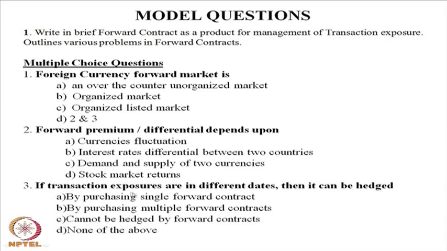Number third, if the transaction exposures are in different dates, then it can be hedged by purchasing a single forward contract, by purchasing multiple forward contracts, cannot be hedged by forward contract, none of the above. If transaction exposures are in different dates, you have to go by purchasing multiple forward contracts, because forward contracts have a maturity, and for each maturity of transaction exposure you have to purchase a forward contract. Here by purchasing multiple forward contracts only you can hedge transaction exposure in different dates.